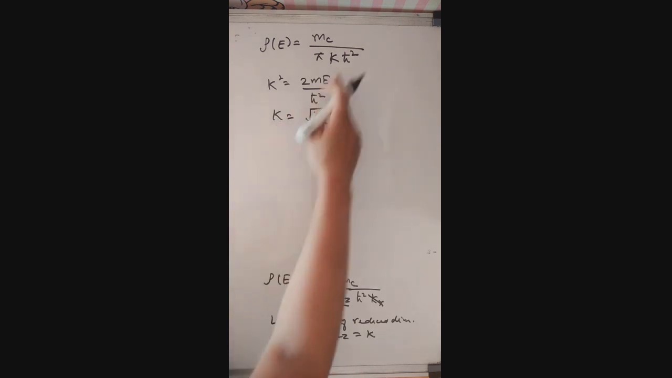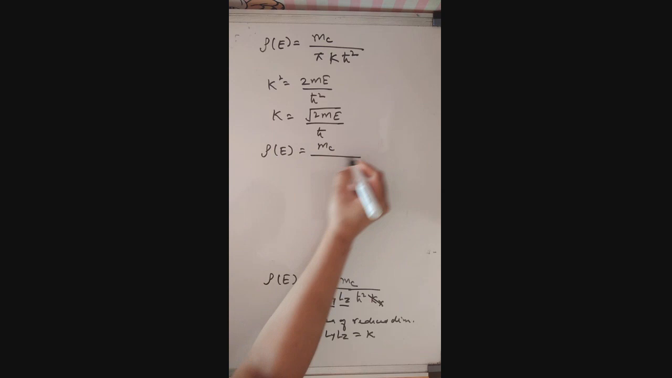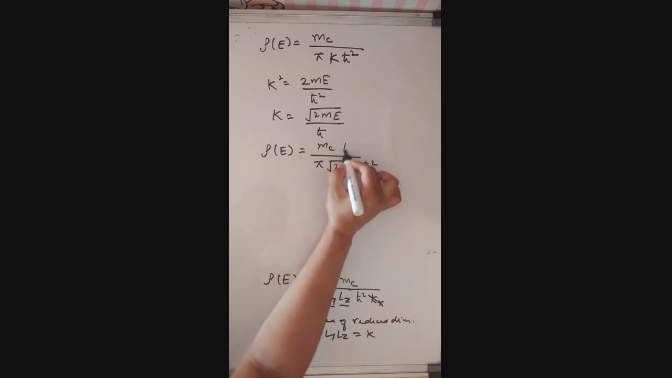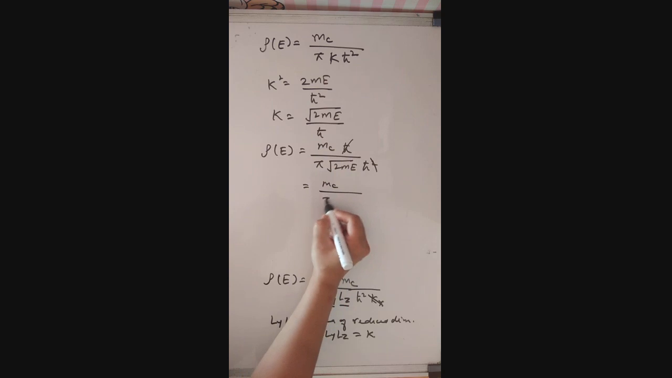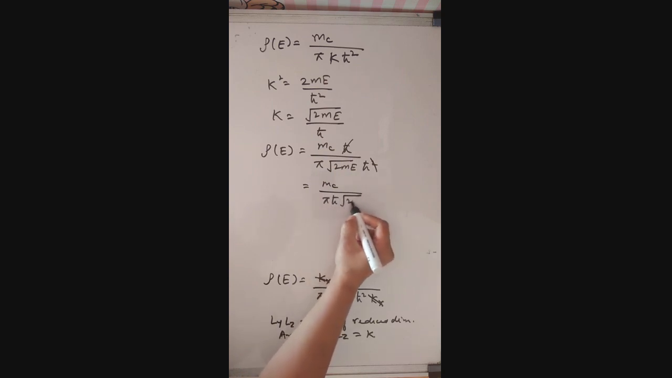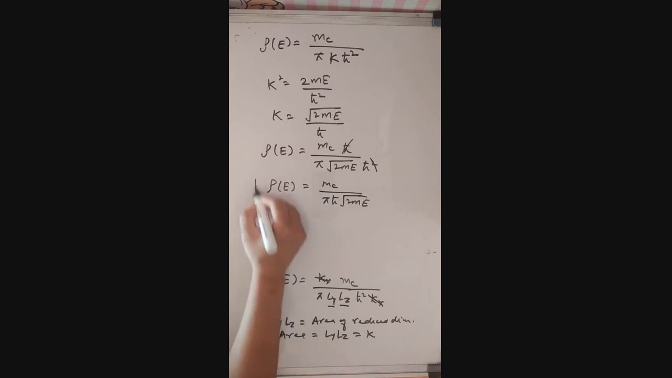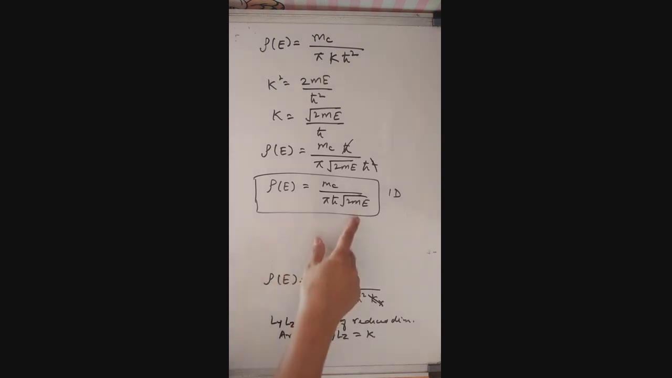We'll put this value of k here, so we get rho of E equals mc upon pi root 2mE h cross square, and this h goes upward. This h cross cuts, then we get mc upon pi h cross root 2mE. So this is the density of states we are getting in one dimension. This is for 1D. Here it depends on energy. You can see it is inversely proportional, and this is also in the square root.